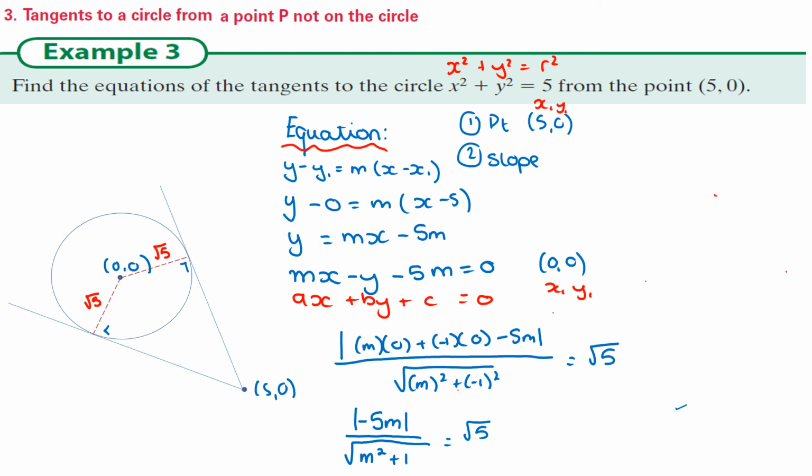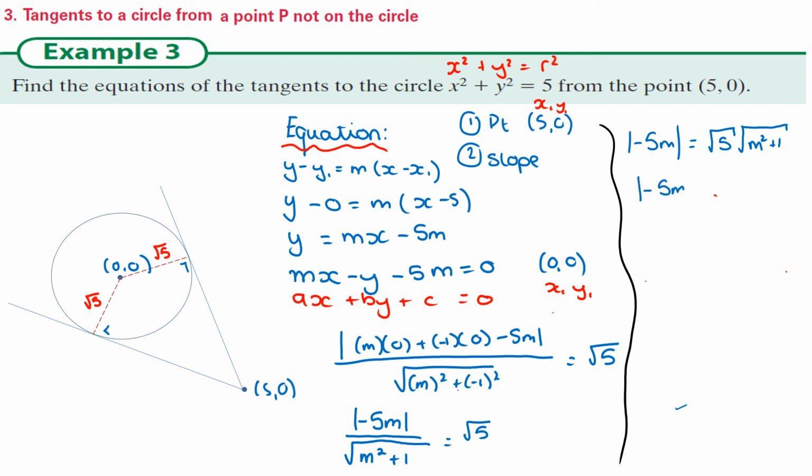I'm going to just work over here if I can. I'm going to get rid of that fraction, so I get minus 5m in absolute value signs, and it's square root of 5 times the square root of m squared plus 1. Now, laws of surds tell us that we can actually combine those and multiply underneath the square roots. That's 5m squared plus 5. Now, we have the modulus or absolute value signs, and we have a square root.